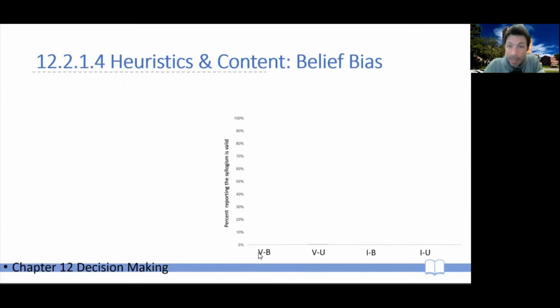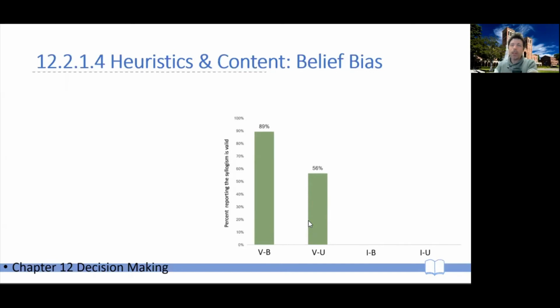The first one was valid and the conclusion was believable. People typically judge this type of argument as valid 89% of the time. So they tend to be pretty good at correctly judging the argument as valid. On the other hand, syllogism number 2, which was valid but had a non-believable conclusion, people only judge as valid 56% of the time. Now, if you think of it, argument 1 and argument 2 have the exact same logical structure. So if all we cared about were the logical form of an argument, these two should be identical. We should judge them exactly in the same way.